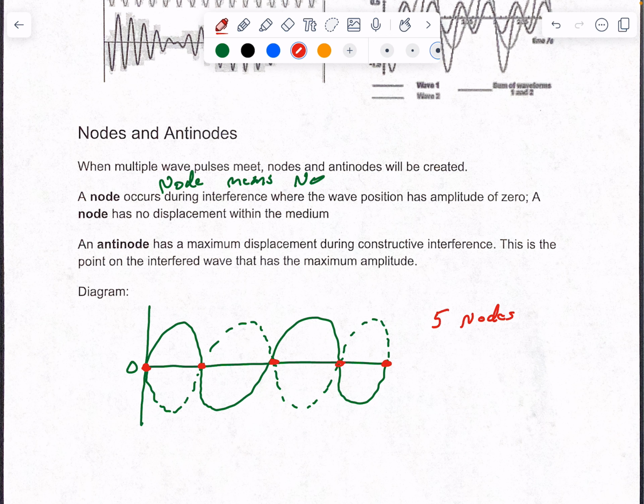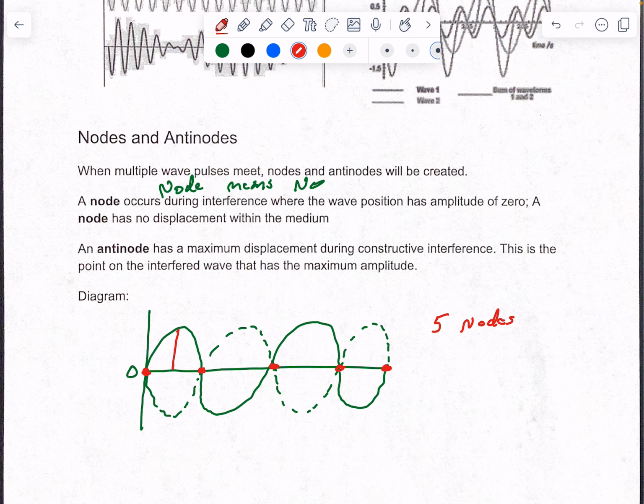Now antinodes are just the opposite. Antinodes are when you have maximum displacement, or when you have an actual peak like this. You actually have maximum amplitude. Now you don't need to count both sides. All you gotta do is pick top or bottom, because once it's a standing wave, it still basically sounds like one wave. So we don't need to double count. So I have 1, 2, 3, 4 antinodes.